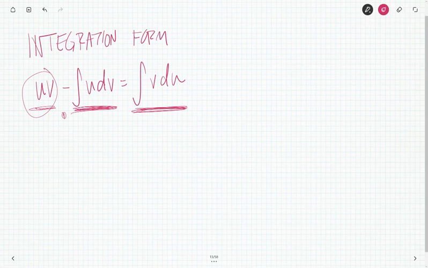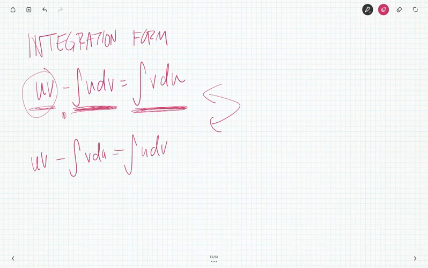And you might also see this as uv minus the integral of v du equals the integral of u dv. And please note they're equivalent, so it doesn't really matter which form you use. Whatever's written in your textbook or whatever notes you're using, they're the same.